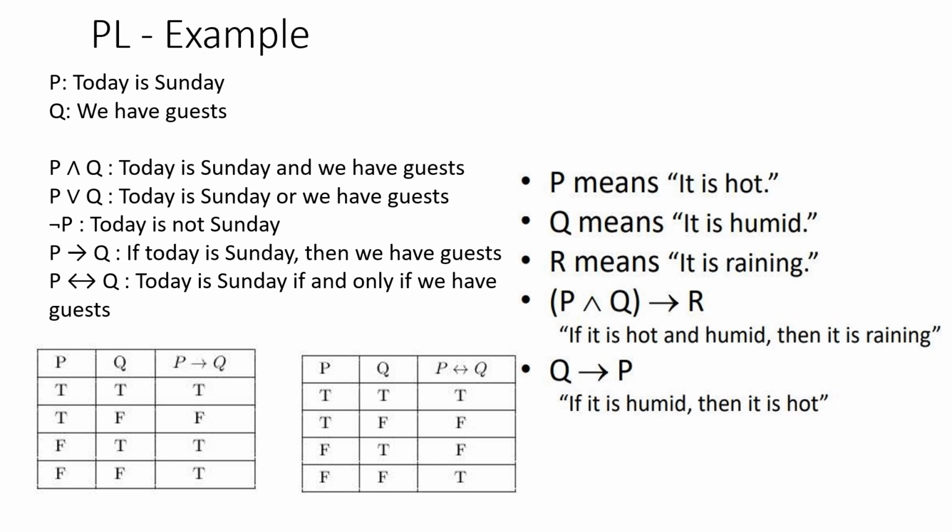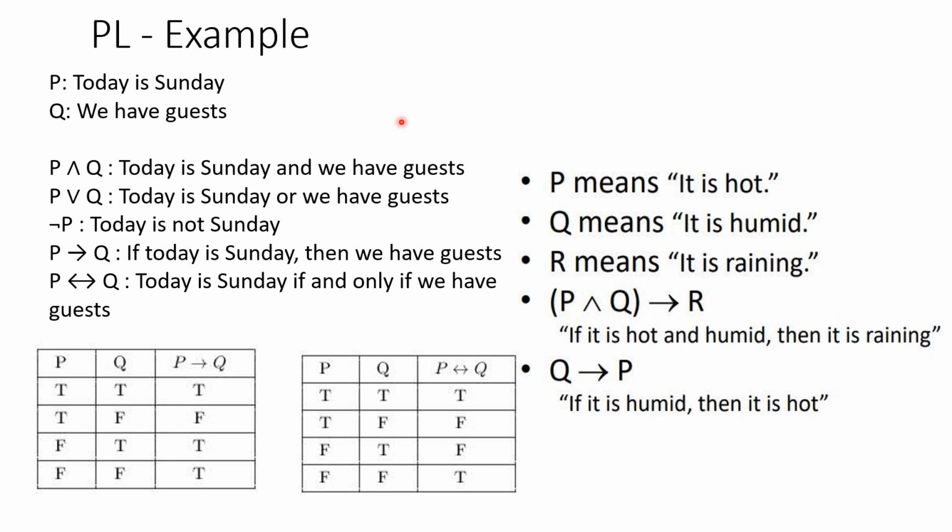So in this slide we will discuss P implies Q and P if and only if Q. These two truth tables we will explain with an example. For that we are considering one example. Here let P be today is Sunday and Q be we have a guest. Here P and Q are just short names for long English sentences. So this makes the logic easy to write and analyze.